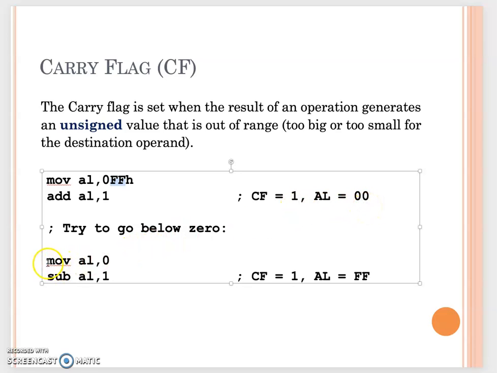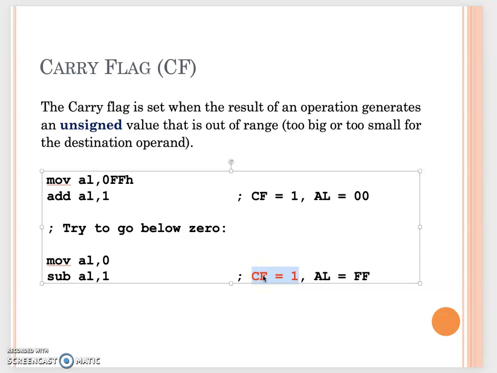So then when you have your AL equal to 0, you sub 1 from AL. That's why you see 0 minus 1, you don't have enough to subtract. So that's why you need to borrow from the previous bit. So that's why the carry flag is set for this example. But this one is the carry flag if we just consider it unsigned.